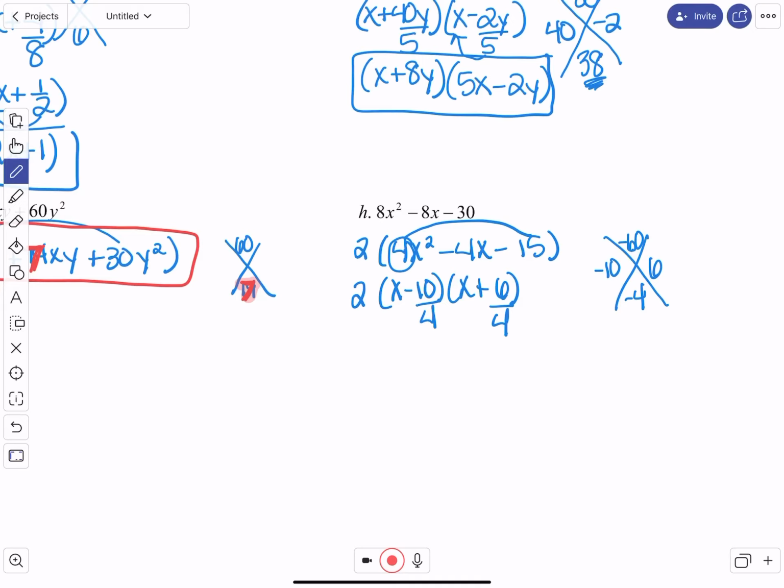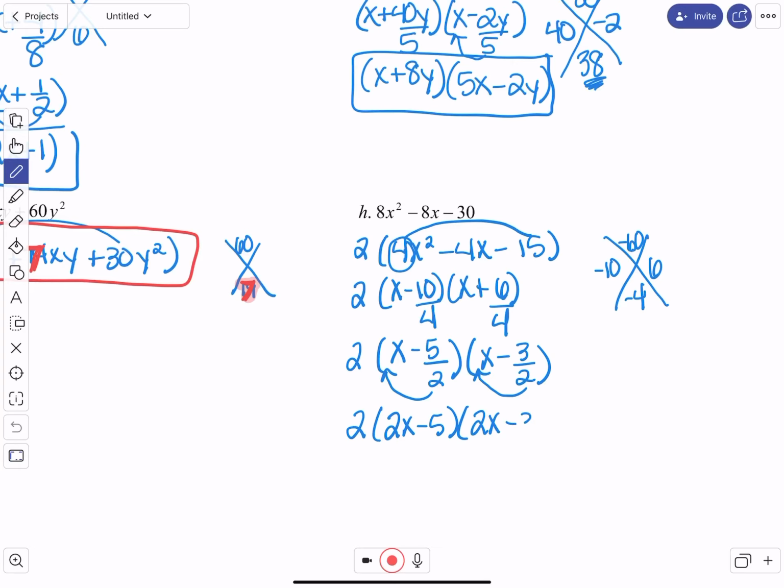Okay, 10 is not divisible by 4, neither is 6. So this is one like we did earlier. You just reduce those fractions. Keep that 2 there so we don't forget about it. Okay, so if we reduce 10 over 4, that's going to be 5 over 2. If we reduce 6 over 4, that's going to be 3 over 2. So we've reduced those fractions, and now we can do bottoms up. So we still have our 2 out front, and it'd be 2x minus 5 and 2x minus 3. And that will be our final answer.